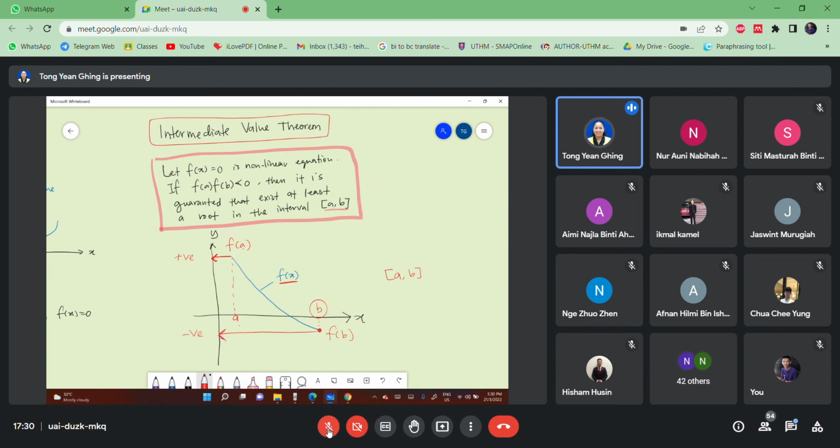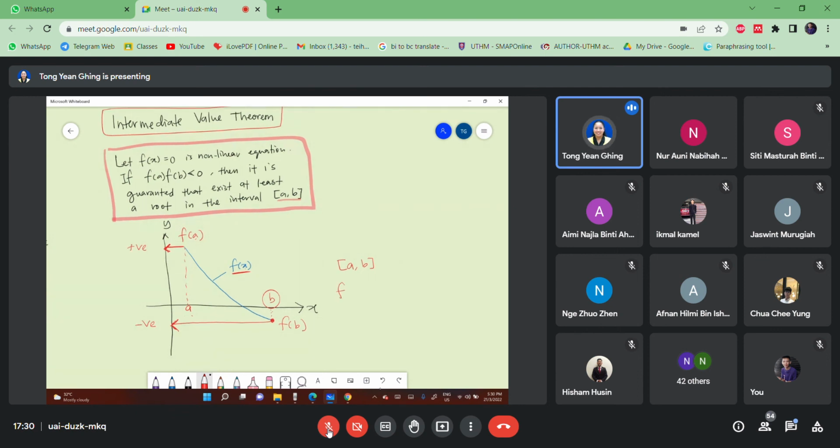Now I multiply f(a) times f(b). Looking here, this is a positive value, and I times it with the negative value. So what do I get? I will confirm I get a negative value, right? And it is less than 0.